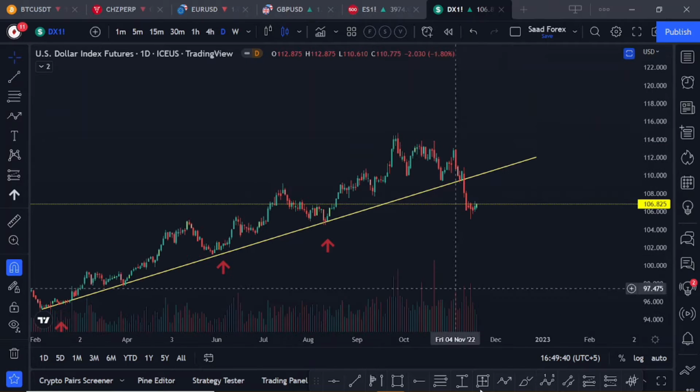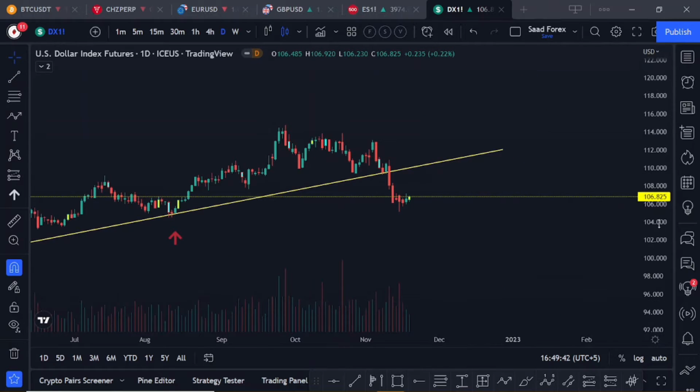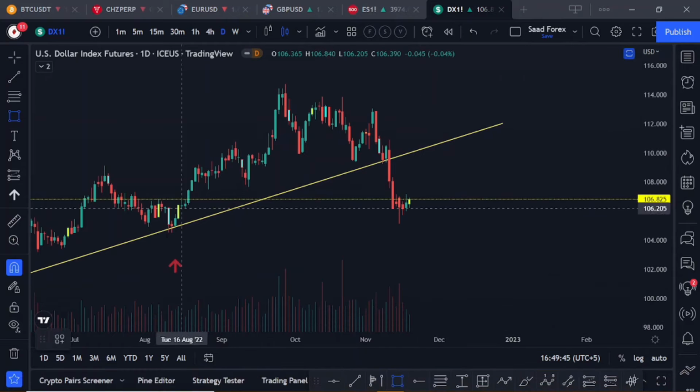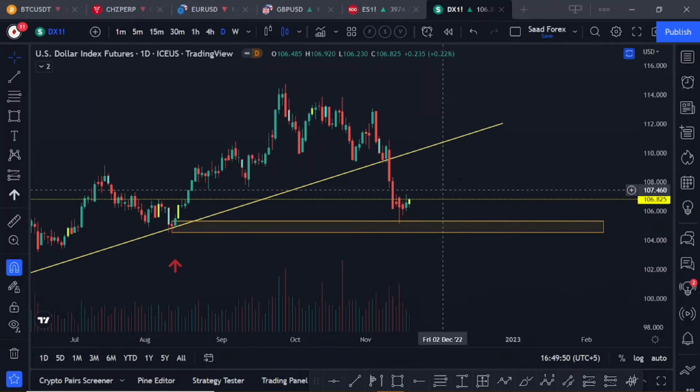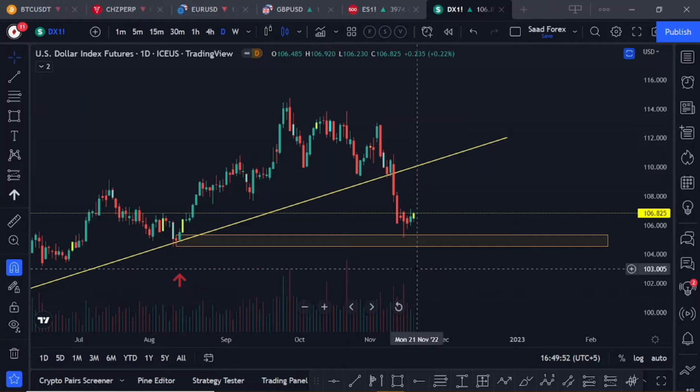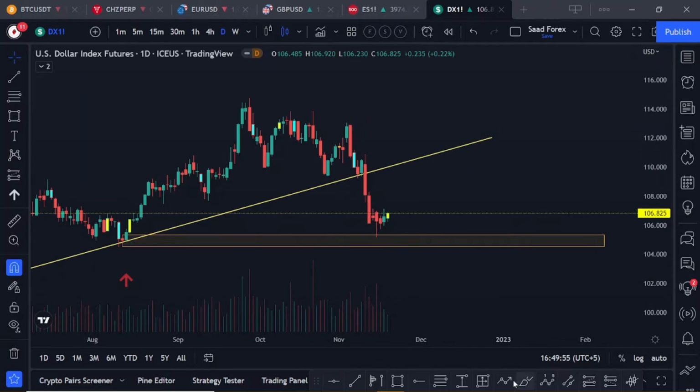So what's next? We have reached a major supply zone on this chart. Here you go, the supply zone, and we just touched it and bounced off it. So what we are looking for next week is to see dollar pumping into the trend line, rejecting off of it, and coming back down.